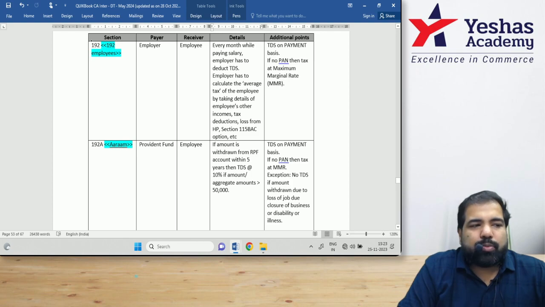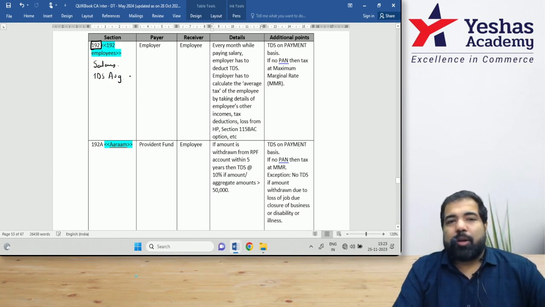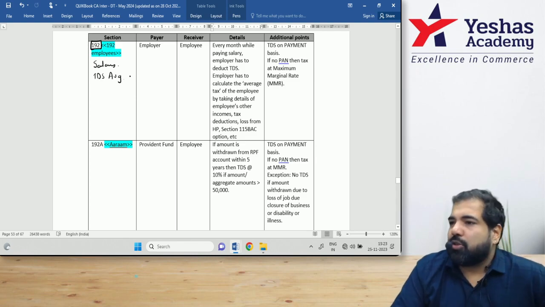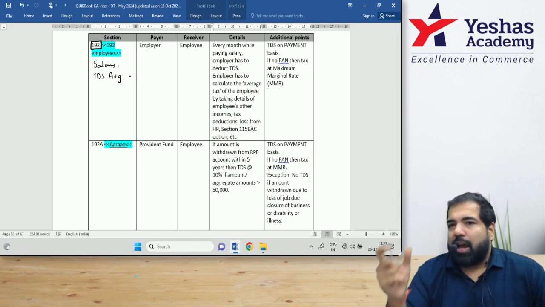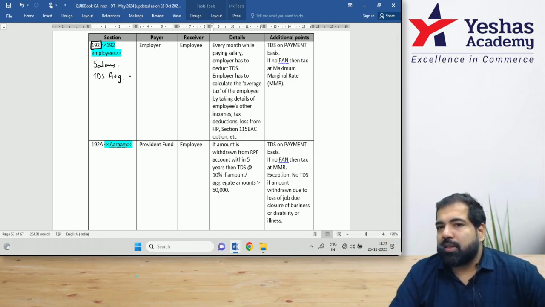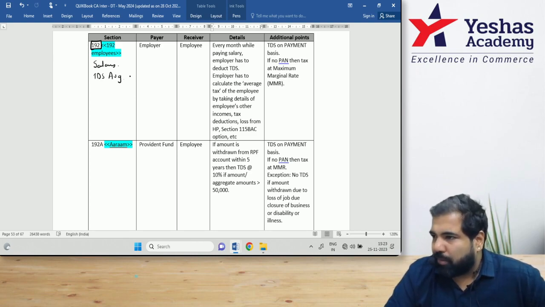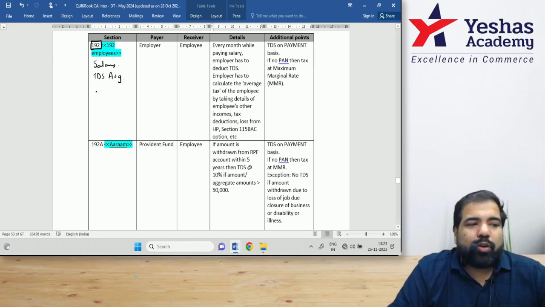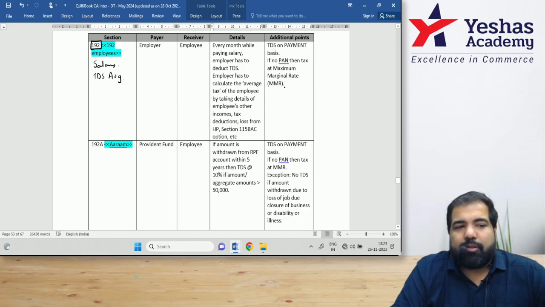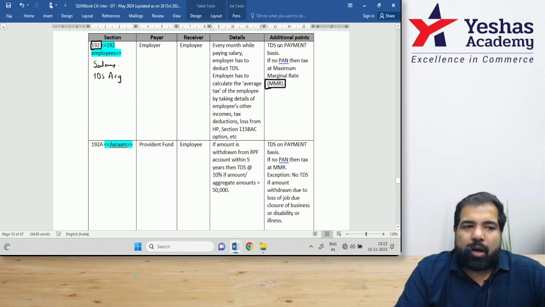Guys, 192 is what? TDS on salary. Remember, slaves is a shortcut. And for TDS, they've not prescribed any rate. It is on what rate, guys? Your master will become your CA. He'll ask your income, he'll ask your losses, he'll ask your deductions. And whatever the number is, he'll divide by which month, guys? 12. And he'll deduct TDS every month. If you don't give your PAN number here, it is surprisingly very high. What is the rate? MMR, and this is TDS on payment basis.